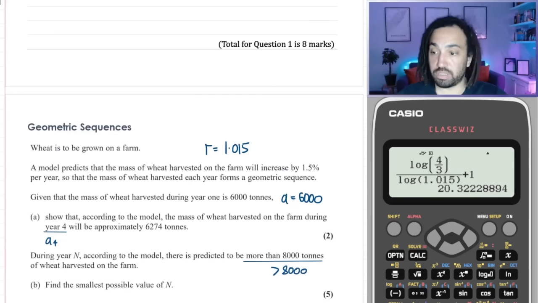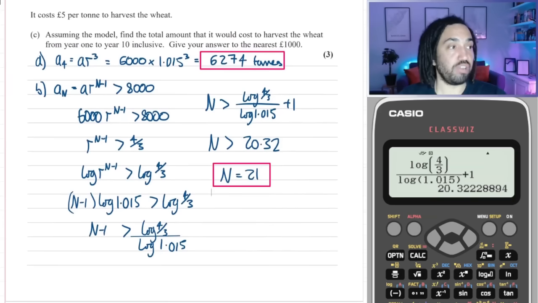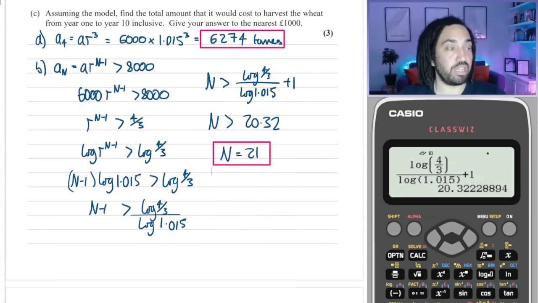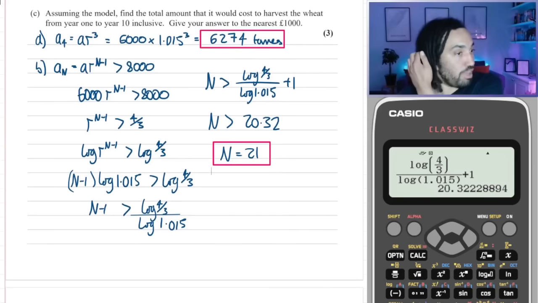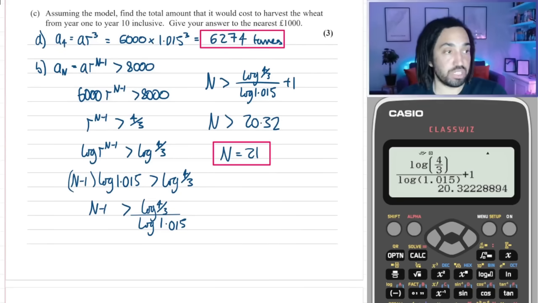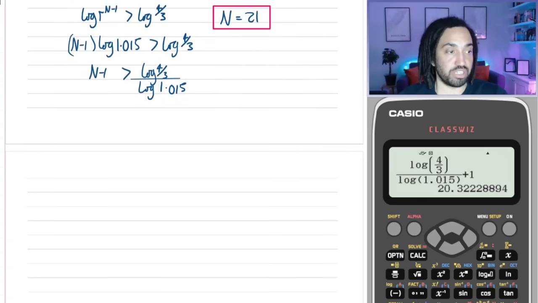Okay, next part it says, assuming, oh actually, I need a bit more information from above. Whoa, not that far. Okay, so it says it costs £5 per tonne to harvest wheat. Okay, so assuming the model, find the total amount that it would cost to harvest the wheat from year 1 to year 10 inclusive, give your answer to the nearest £1,000. Okay, so that means that we need to use a summation formula.